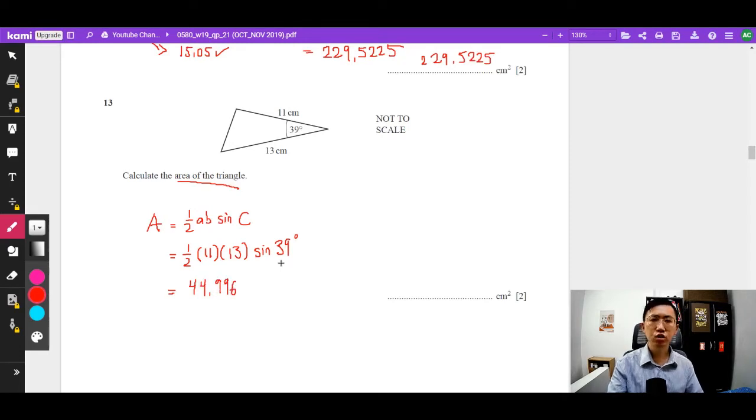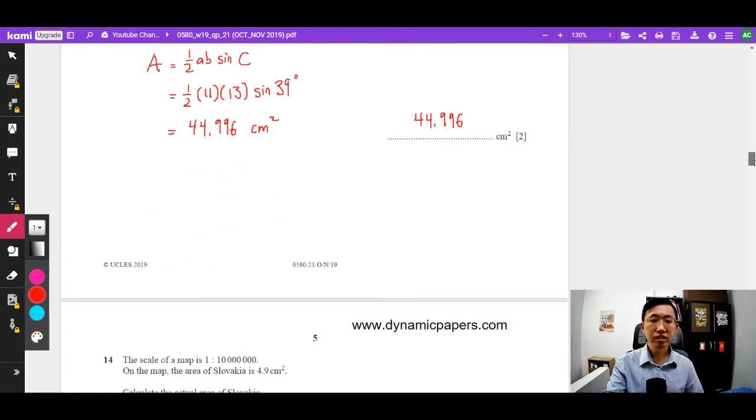44.996. Okay, so if the length of the sides are in centimeter, I'm pretty sure it's centimeter square. True indeed. IGCSE spoon feeds a little bit, they give you the final unit. So I'm going to copy all 44.996. Okay, so if you give the rounding to 3 significant figures, yes, you can, but usually I'll just give more. So I'll just give 44.996, definitely fine. Give more, better. That's number 13.